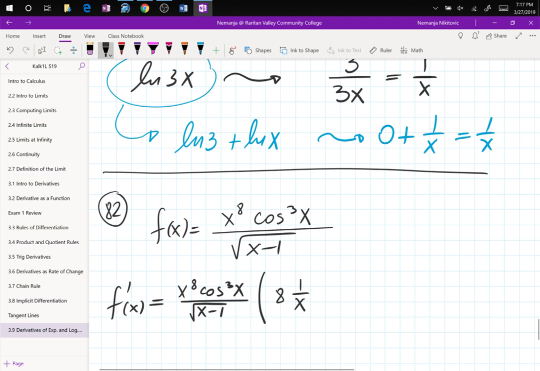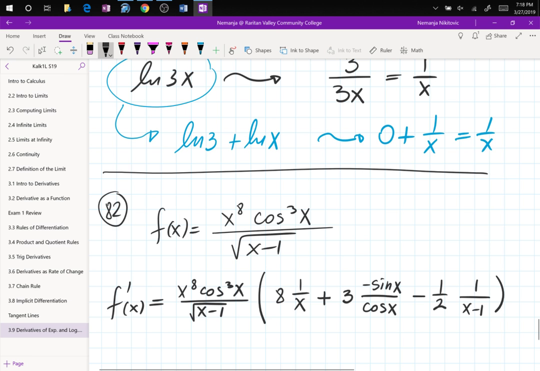Cosine is on top, that means plus, exponent is 3, that's the coefficient. I'm taking the derivative, the cosine is the function, goes down, its derivative on top is negative sine x. And then finally, square root is in denominator, it's a square root, so half exponent. Its function is x minus 1, its derivative on top is this. Done.